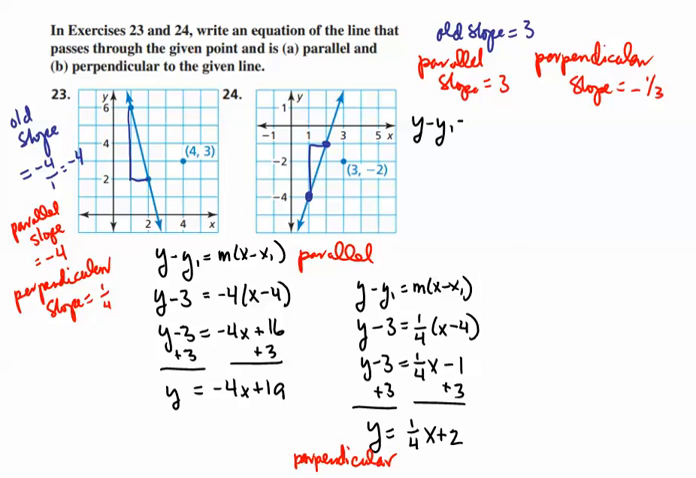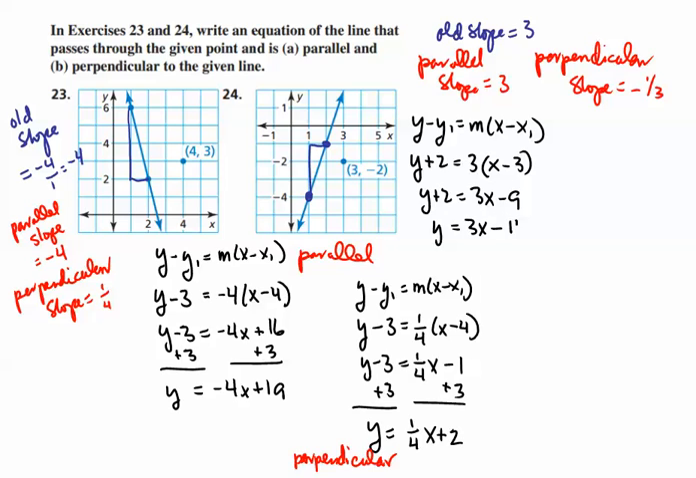y minus y1 equals m times x minus x1. In this case, we want to pass through the point 3, -2 each time. So y minus -2 is y plus 2 is equal to, this will be my parallel line, so I want my parallel slope to be 3, times x minus 3. y plus 2 is equal to 3x minus 9. Subtracting 2 on both sides, y is equal to 3x minus 11. Careful there. And this is my parallel.